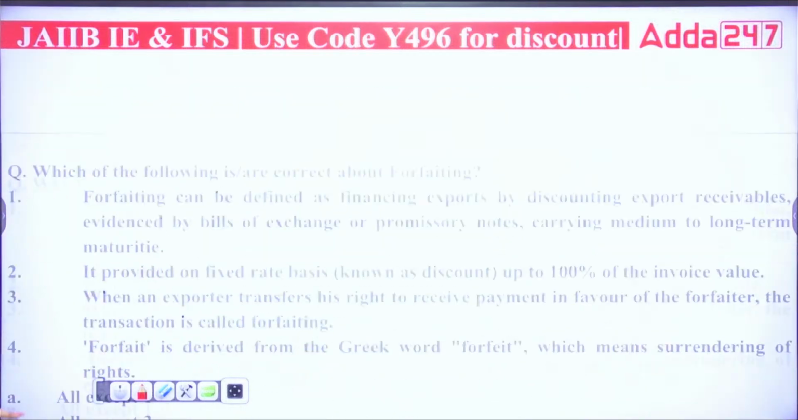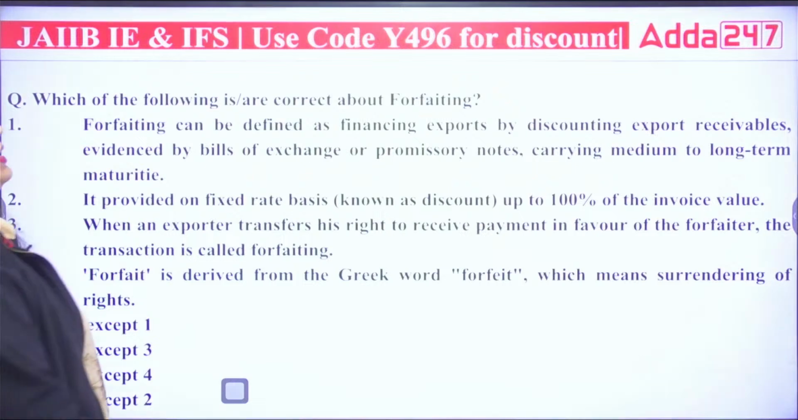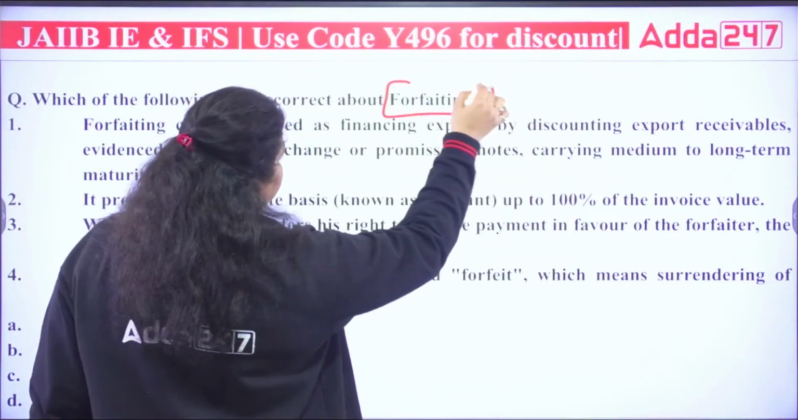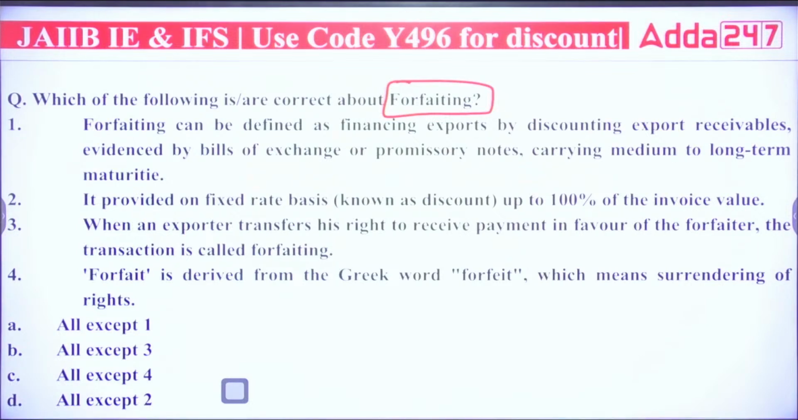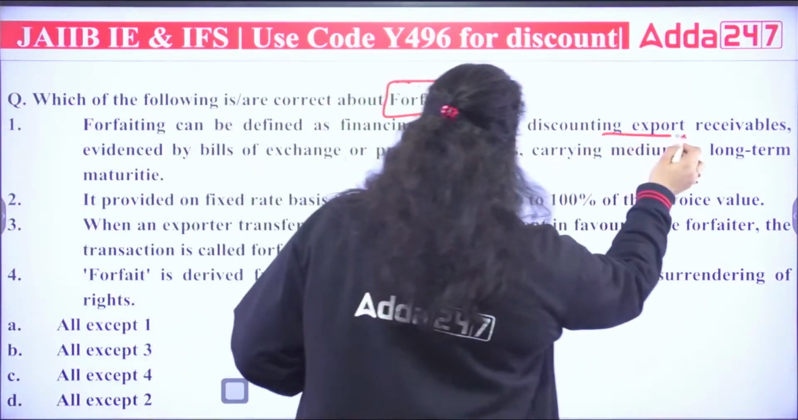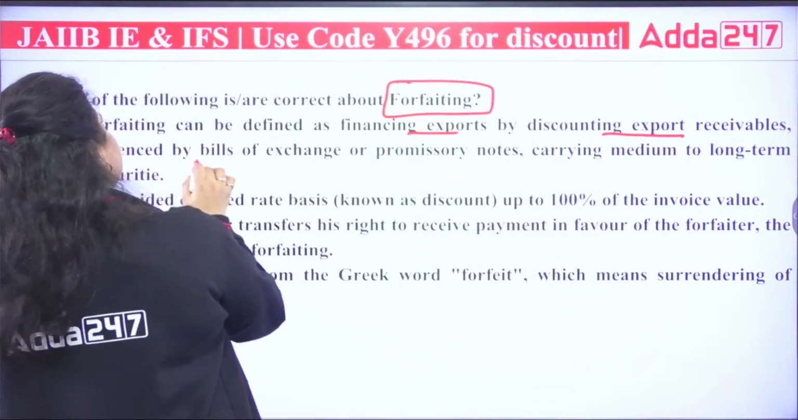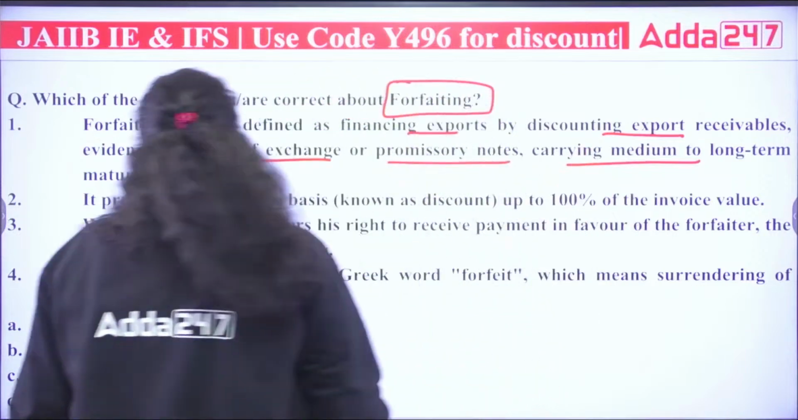Okay, next question. It is asking which of the following is or are correct about forfeiting. Now the next term we have is forfeiting, and you have to answer which statement is true about forfeiting. So first is saying here, forfeiting can be defined as financing exports by discounting export receivables, evidenced by bills of exchange or promissory notes carrying medium to long-term maturity.